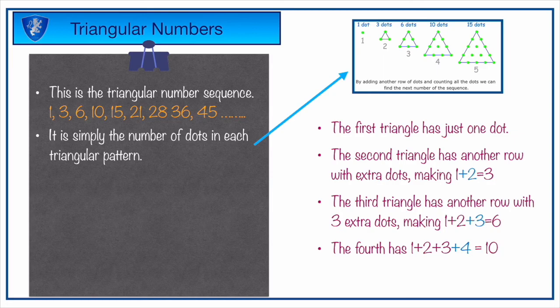Now, do you understand the sequence here? If you want to find the next one, the fifth triangle number, you would add 5 to the 10. And then similarly, you would add 6 and 7 and 8 and so on.